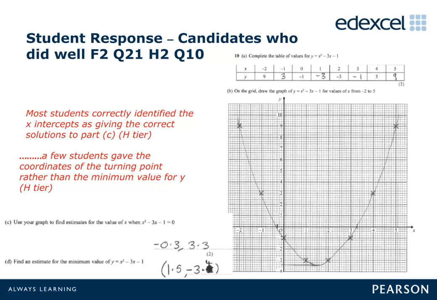Here is another question common to both tiers, this time from Paper 2. Candidates had to produce a table of values, draw a quadratic graph, and then use it. From the Principal Examiner's Paper H2 report. Most students correctly identified the x-intercepts as giving the correct solutions to Part C, higher tier. And a few students gave the coordinates of the turning point rather than the minimum value for y, higher tier, which is what this candidate has done.